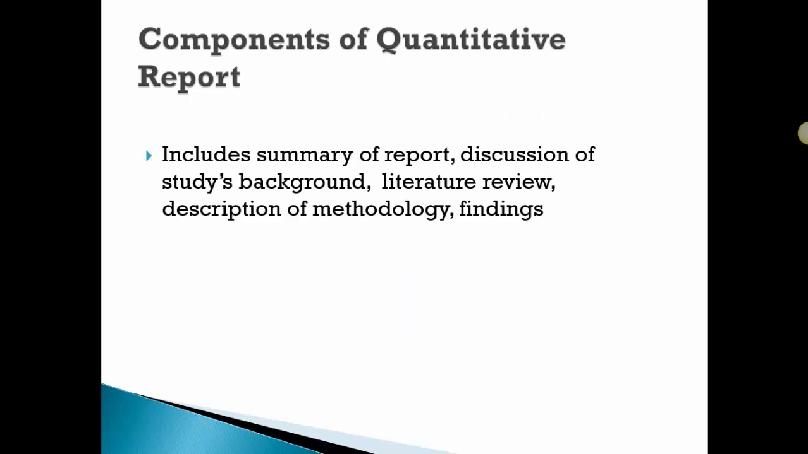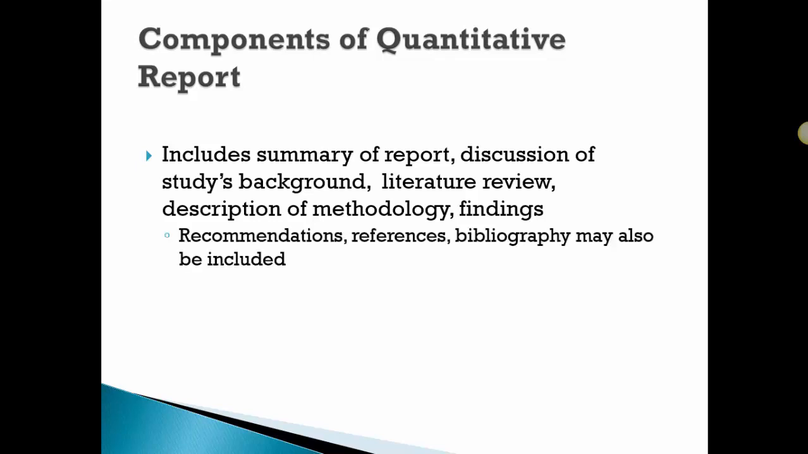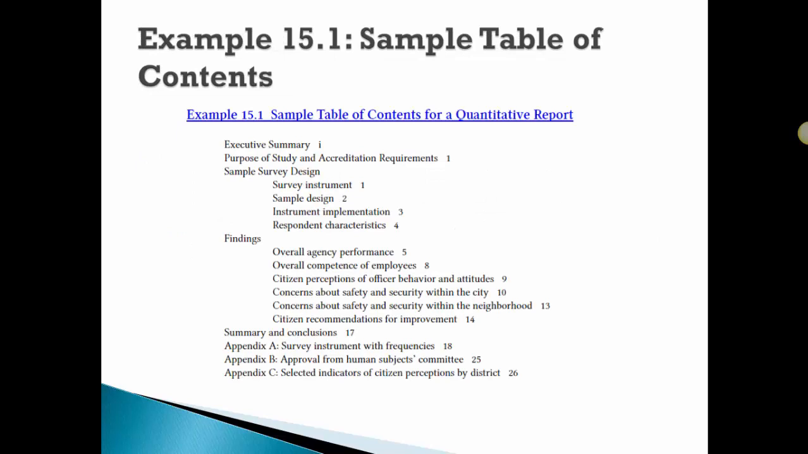So, components of a quantitative report. This includes a summary of the report, discussion of the background, the lit review, description of methodology, and the findings. Recommendations, references, and a bibliography may also be included. And here's a sample table of contents from your textbook, and you notice how it's organized. There's an executive summary. We're going to talk about that in a minute.